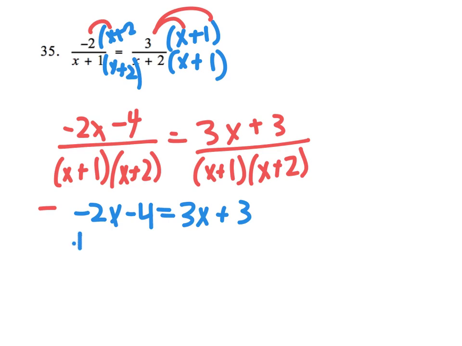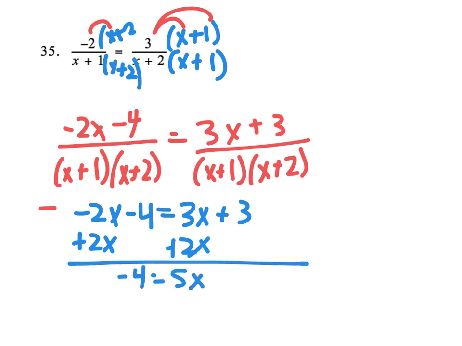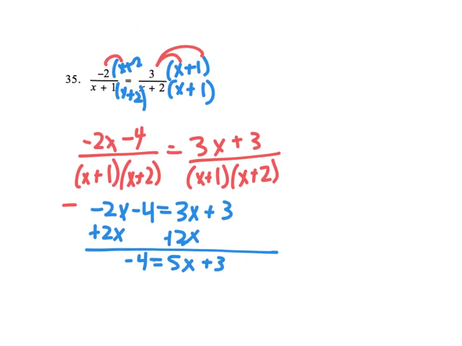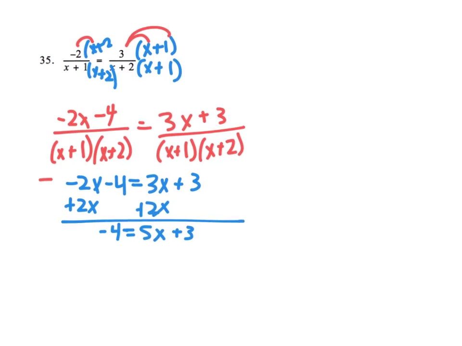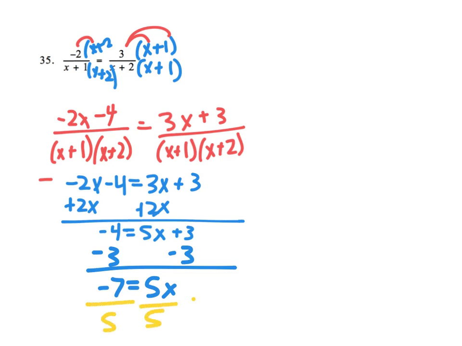So we're going to add 2x to both sides. When we do that, we get -4 equals 5x plus 3. I need to get rid of that plus 3, so we're going to subtract 3 from both sides. And we get, oh god, -7 equals 5x. We'll divide both sides by 5. And we get x equals -7 over 5. Unfortunately, she ain't cute. That's not a good answer.